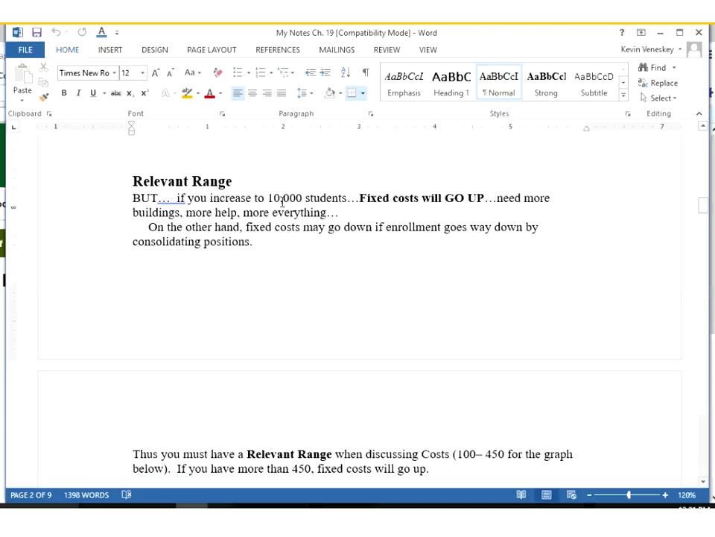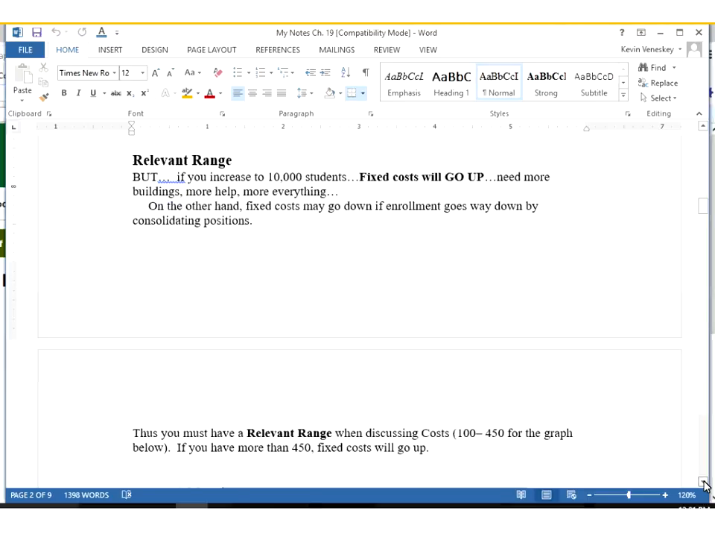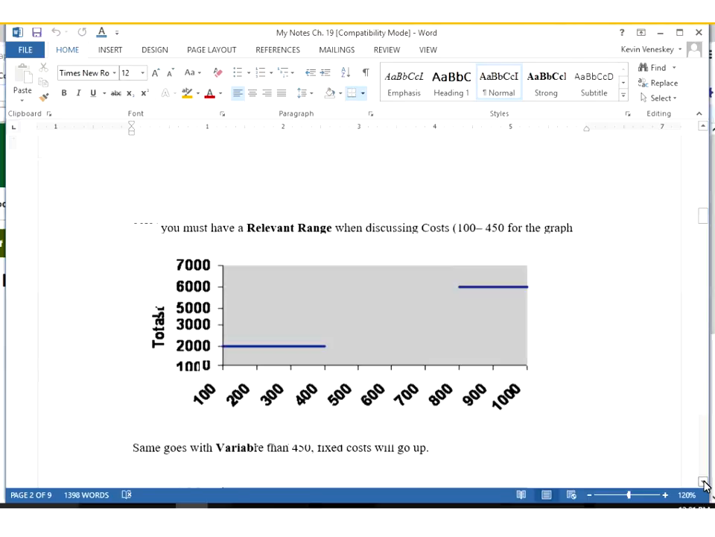All right, so here's my little relevant range topic. If you do increase to, say, 10,000 students or whatever it is, 20,000, then your fixed cost will go up. You're going to need a new dean. Maybe you need a new building or at least an extension onto a building. So therefore, your property taxes go up. Your depreciation on the building goes up. So a lot of your fixed costs, instead of it being a straight maybe 100,000 total, now it's more like 220,000 or something along that line.